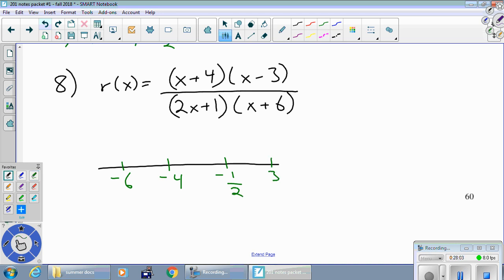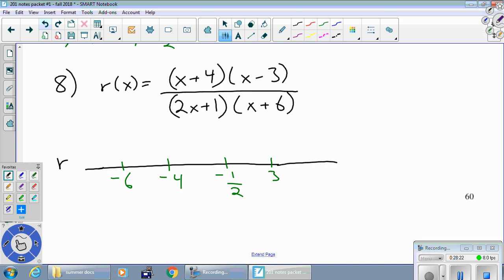Makes absolutely no difference whether or not these things are spaced appropriately. We just need to get them in the right order. And we label every sign chart with the function that those numbers came from. And all of these numbers came from r of x, not r prime, just r.